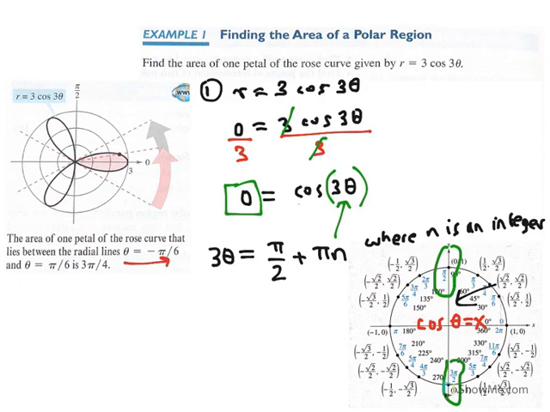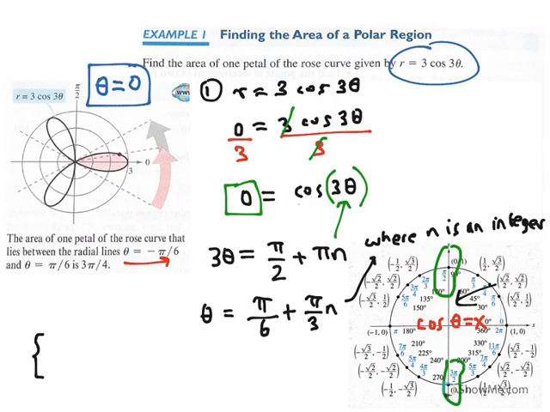Now you multiply both sides of this equation by 1/3, and you get theta is equal to pi over 6. When you multiply pi over 2 by 1/3, you get pi over 6 plus pi over 3n, where n is an integer. And now you can choose certain values for n. So for example, this particular rose curve, if you start at theta is equal to 0.